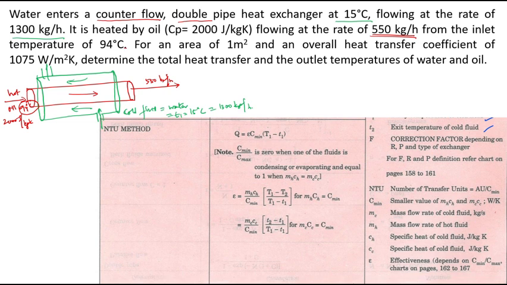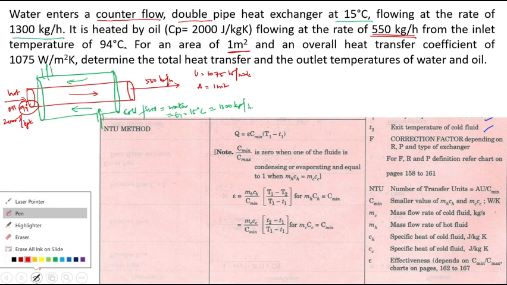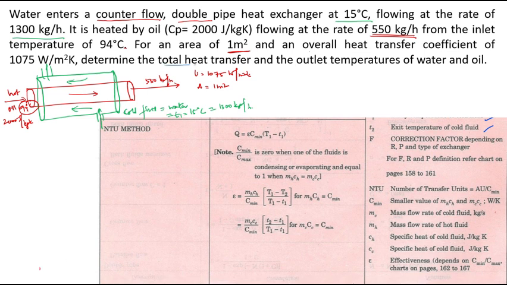For an area of 1 meter square, the overall heat transfer coefficient U is given as 1075 watt per meter square Kelvin, and A is equal to 1 meter square. Finally, what are the things we are going to find? Determine the total heat transfer and the outlet temperatures of water and oil. So what is Q, then the outlet temperature T2 of oil, and small t2 of water. These three parameters are asked. You clearly understand from the diagram it is a counter flow heat exchanger. Hot fluid is oil, cold fluid is water.